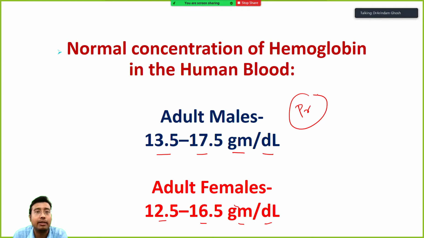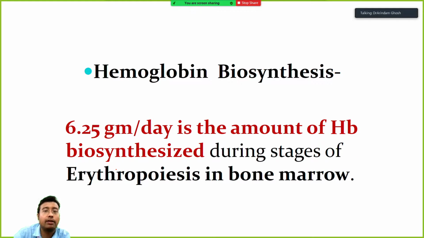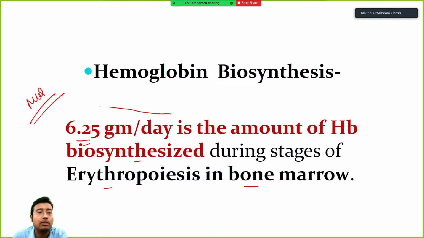Okay, you should never make this mistake again. Everything is in milligram per deciliter at your level other than hemoglobin and proteins. Okay, fine. So this is very important again for MCQ purpose. Okay, 6.25 gram per day is the amount of hemoglobin that is biosynthesized during erythropoiesis in the bone marrow. So per day the amount is 6.25 gram.